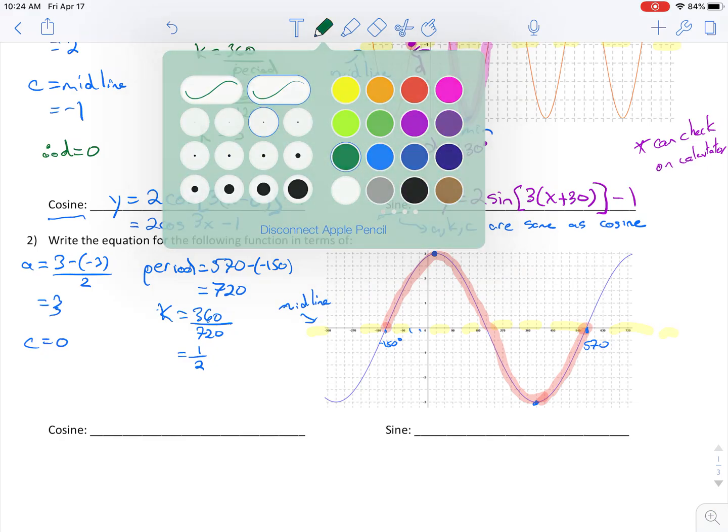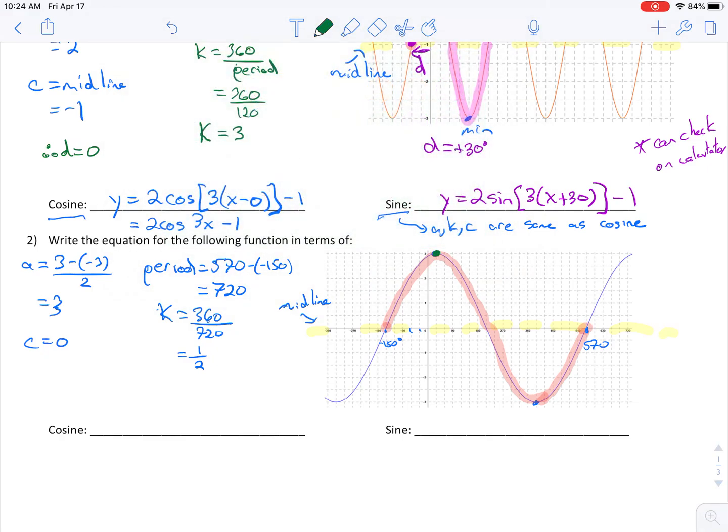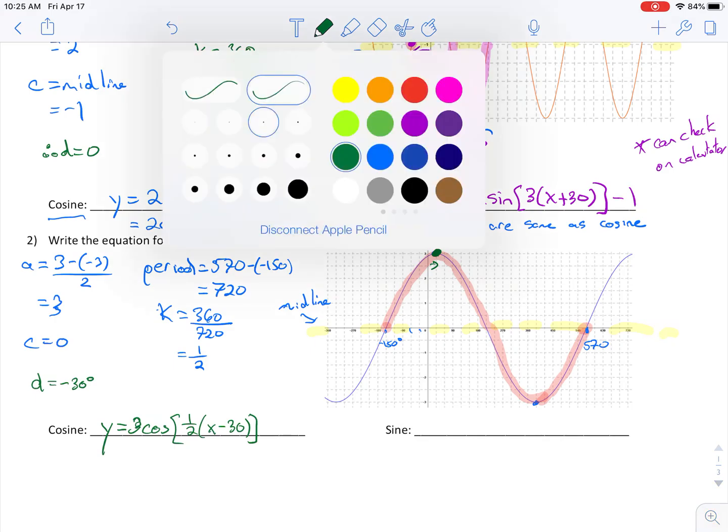So that's that part. And then my D value for cosine starts at the top, so that's up here where the max was. I've shifted to the right, again, that's 30 degrees. So my D is going to be the opposite sign, which is -30. That gives me everything I need, so I can plug them in. I've got 3 cosine 1/2 x minus 30, and there is no vertical shift, so I can leave that blank.